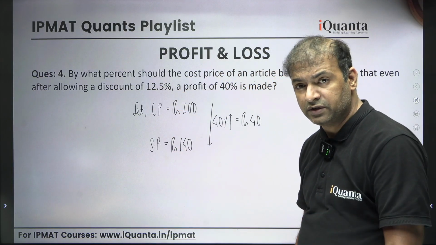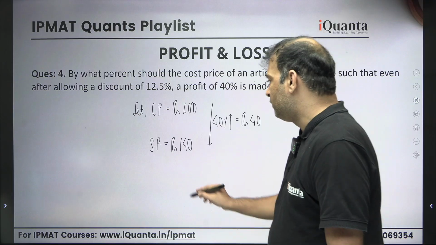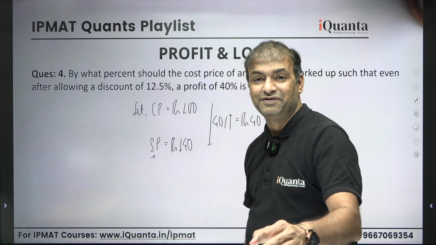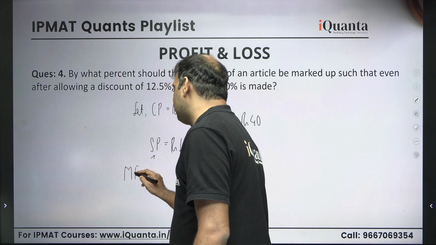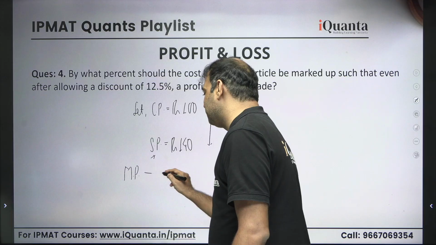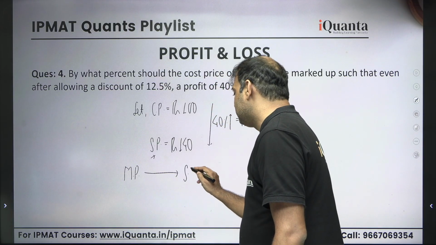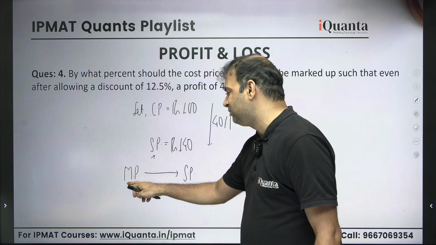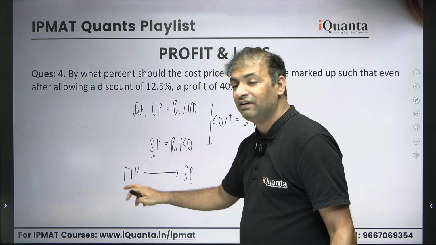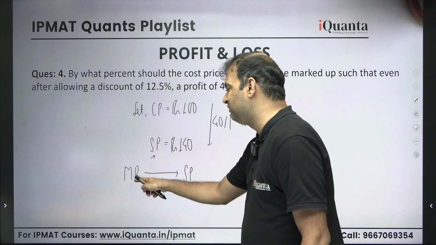Now guys, discount is given on the mark price to obtain the selling price, right? Now we already have the selling price, but we do not have the mark price. So in this case, the mark price is something which we have to find out, which is the initial value, by the way, right? And selling price, which we know, is basically the final value, right? So the final value we know, and the initial value we have to find out. In this process, the final value we know is 140, the initial value we have to find out.